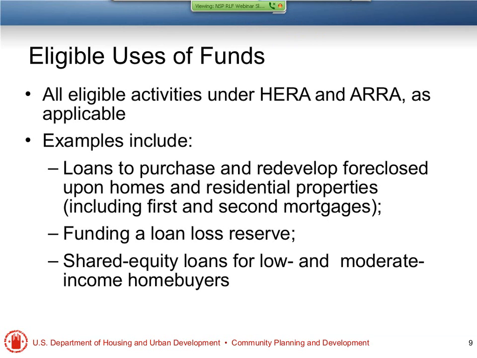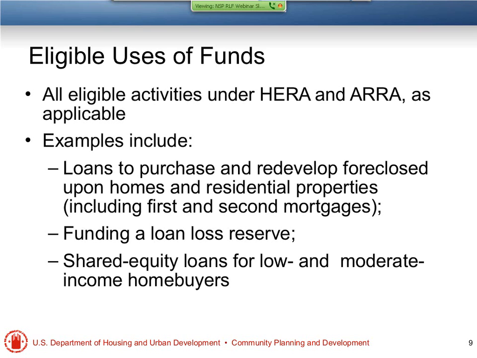I appreciate that. Now I'd like to get into some more NSP details. This slide talks about the eligible uses of funds, and really the RLFs, the revolving loan funds, can be used for anything that NSP can be used for. However, keep in mind that we're really talking about 3 NSP programs, 1, 2, and 3. So the slide says all eligible activities under HERA and ARA, the Housing and Economic Recovery Act and the American Recovery and Reinvestment Act, as applicable. So that means if you're an NSP1 grantee and you want to use program income from an RLF, you've got to follow the NSP1 rules and regulations.